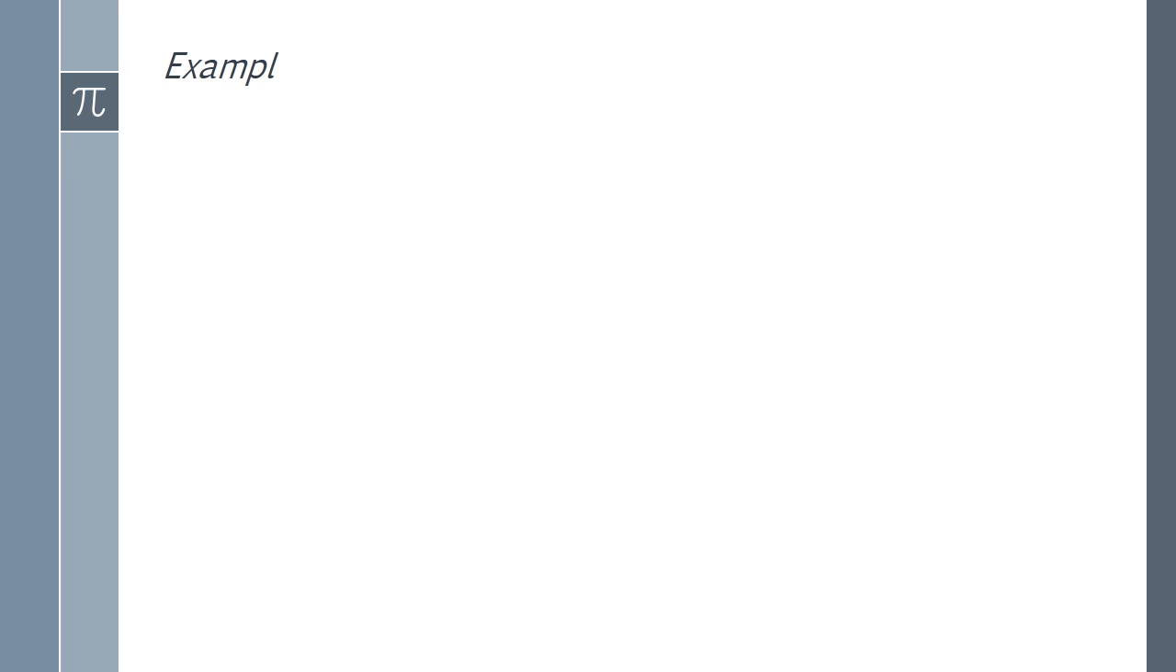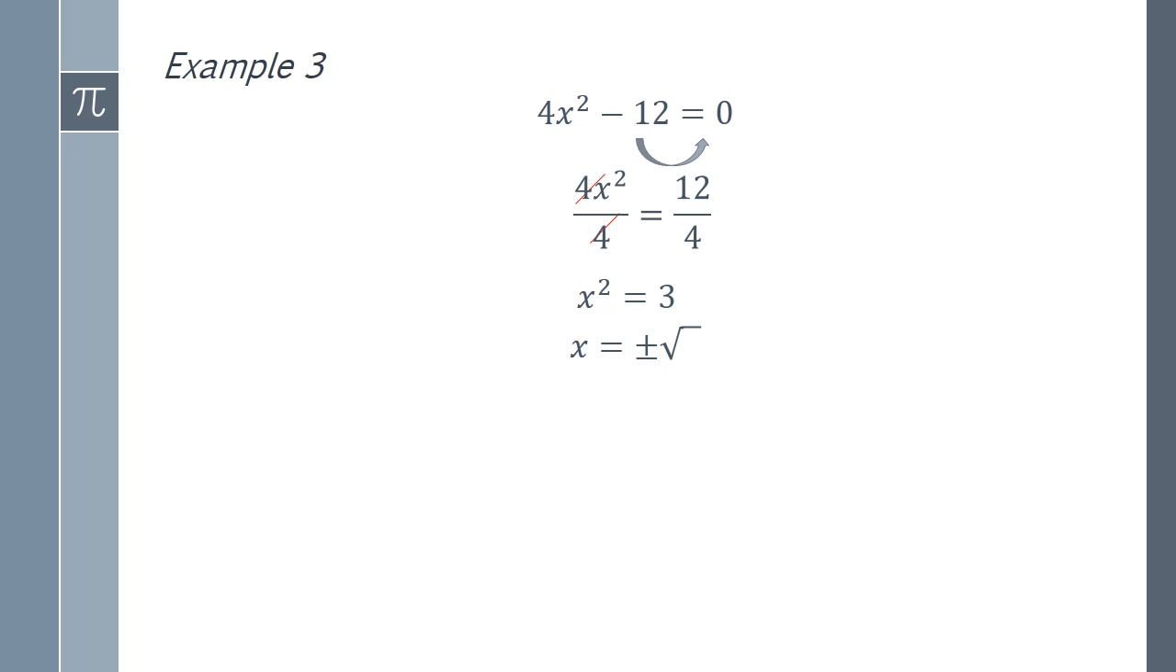For example number 3, we have 4x squared minus 12 equals 0. Transpose negative 12 to the other side, so we have 4x squared equals 12. To isolate x squared, divide both sides by the coefficient, which is 4. We get x squared equals 3. To isolate x, use the square root property. So, x is equal to the positive or negative square root of 3.